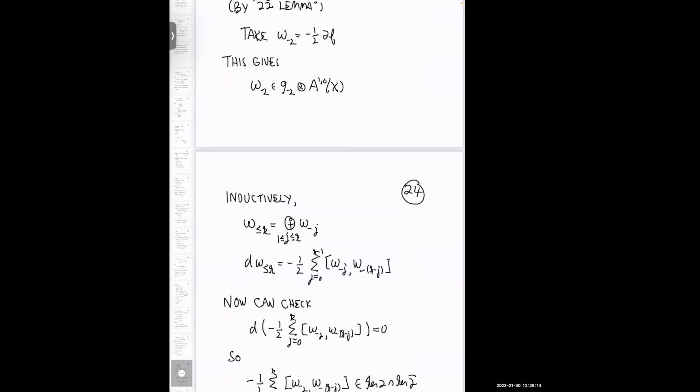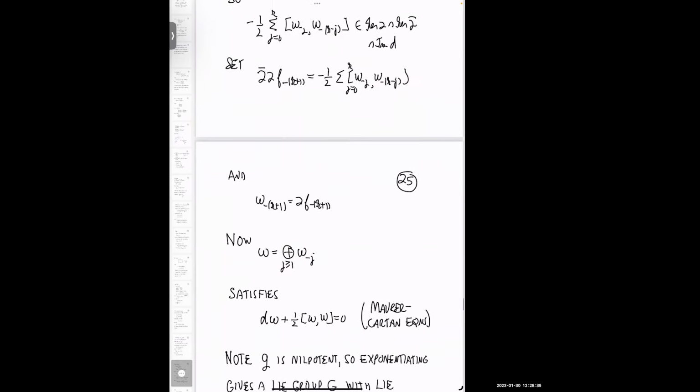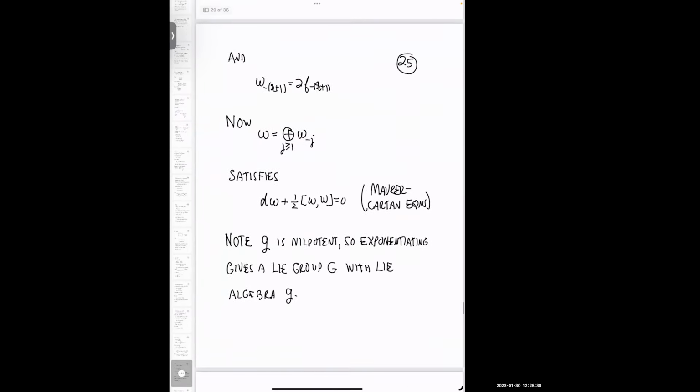At each step, what you want to do is to have the Maurer-Cartan equations hold. And inductively, you keep getting a closed form, which then, when it's exact, you can write it as a DD bar of something and keep going. And so in the end, you get a form, a direct sum of all these minus j's, that satisfies the Maurer-Cartan equations: D omega plus 1/2 bracket omega omega equals 0.